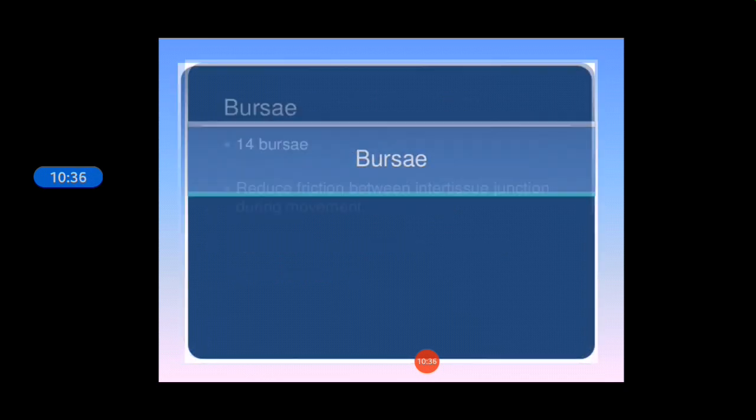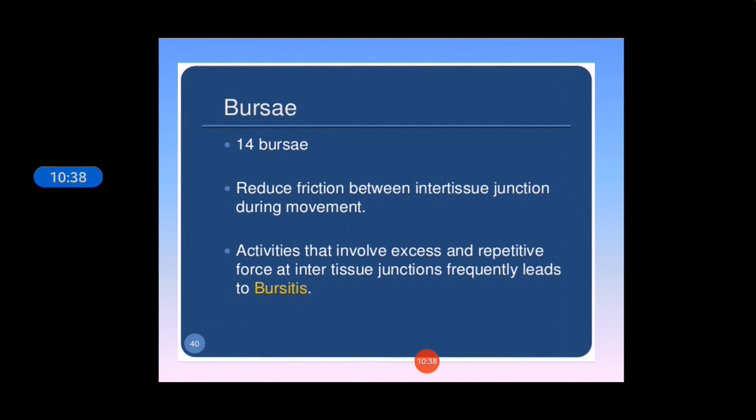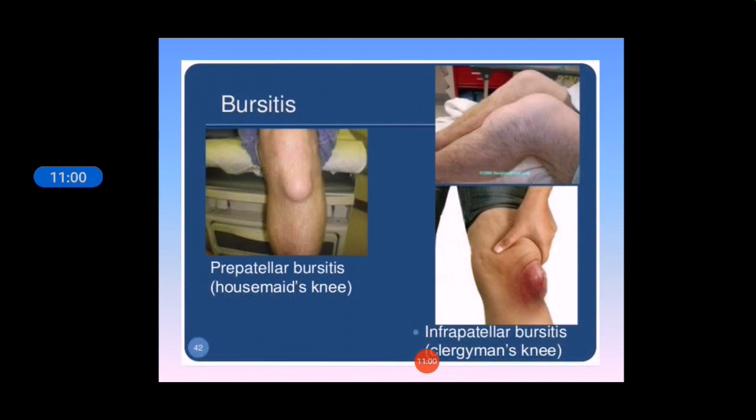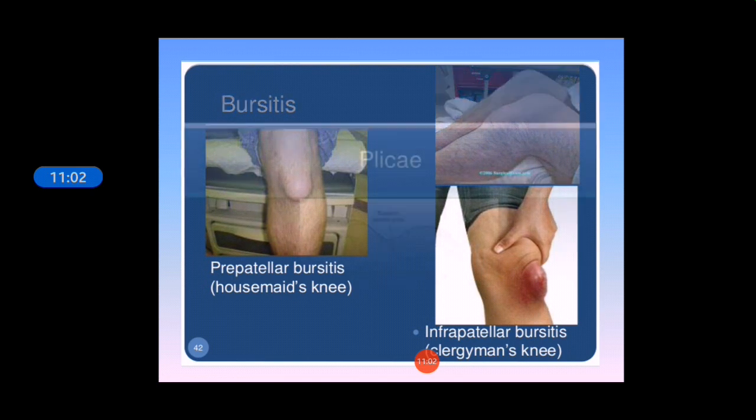Now we will talk about the bursa. There are almost 14 bursas around the knee which reduce friction between the inter-tissue junctions during movement. Activities that involve excess and repetitive force at the inner tissue junctions frequently lead to bursitis. At the knee, we see suprapatellar bursitis, prepatellar bursitis, also called housemaid's knee, and infrapatellar bursitis, also called clergyman's knee. Here you can see the pictures of the bursitis.